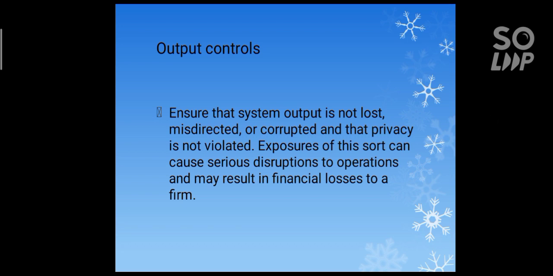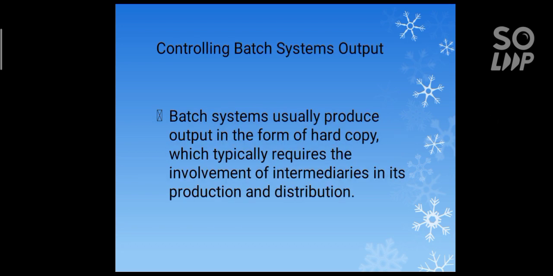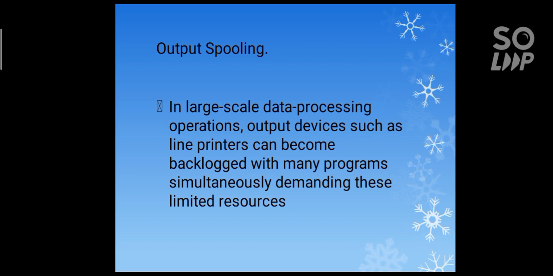Yun nga, next na yung control of batch system output. Kaya magfo-focus tayo dito sa batch system, hindi sa real time, kasi nga mas susceptible to exposure yung batch system. Batch systems usually produce output in the form of hard copy, which typically requires the involvement of intermediaries in its production and distribution. Yan, yung unang control is yung output spooling.